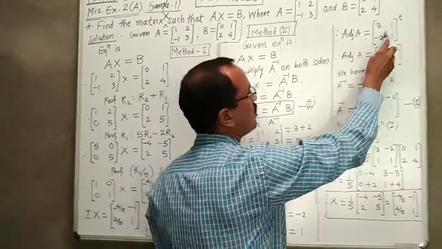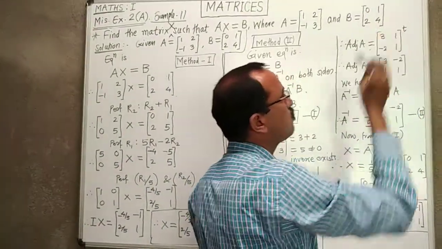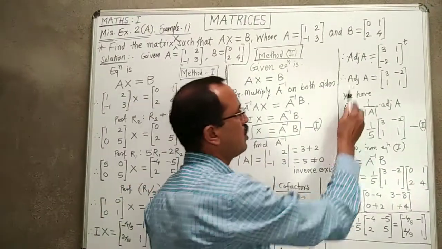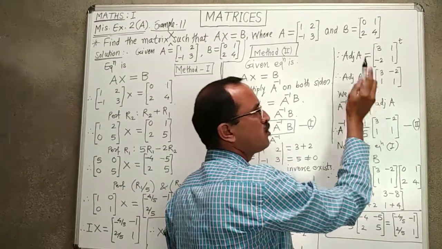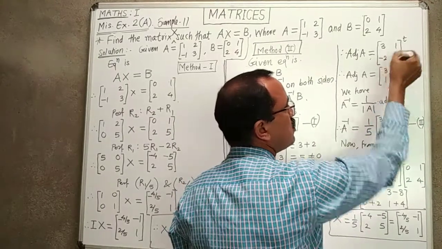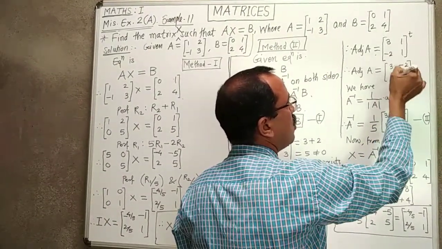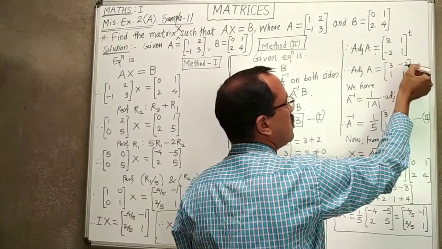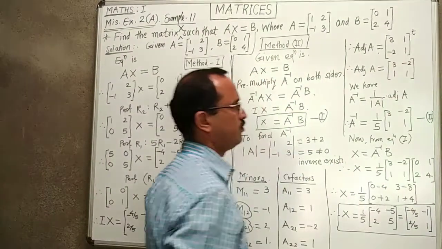So we write the cofactor matrix and then take the transpose of this cofactor matrix. We get the adjoint of matrix A. Therefore, the adjoint of matrix A is equal to, we interchange rows and columns. The first row is converted into the first column, it is 3, 1. The second row is converted into the second column, minus 2, 1.